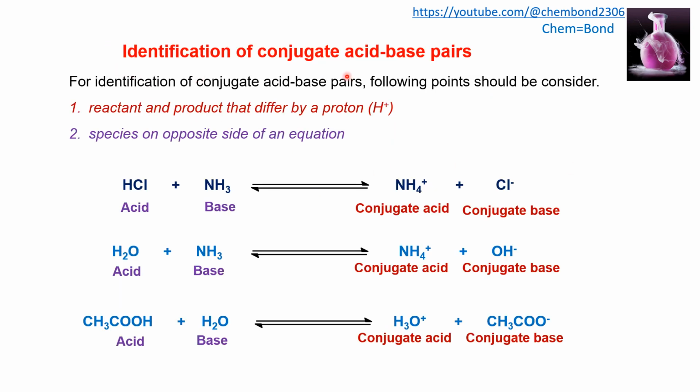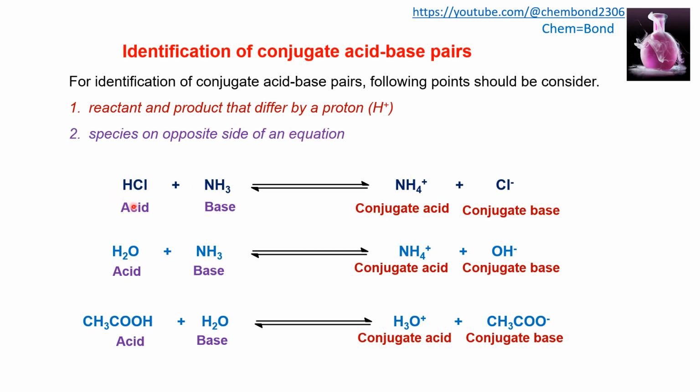Identification of conjugate acid base pairs. In a given reaction, how can we identify the conjugate acid base pair? There are 2 points that need to be considered. First, reactant and products that differ by a proton. So first we will look at the proton. If there is a difference of 1 proton, they will be a conjugate acid base pair, and the species will be present on the opposite side of the equation.